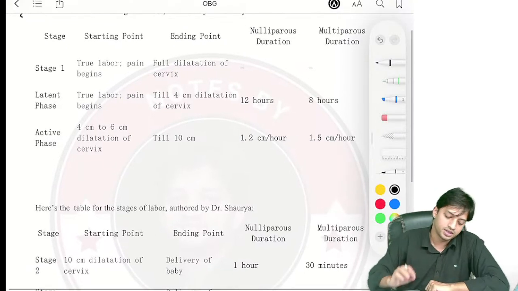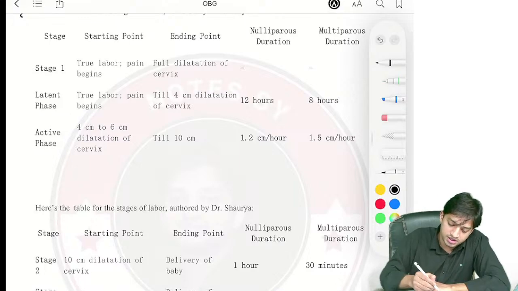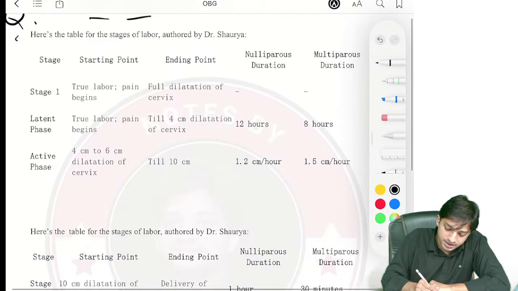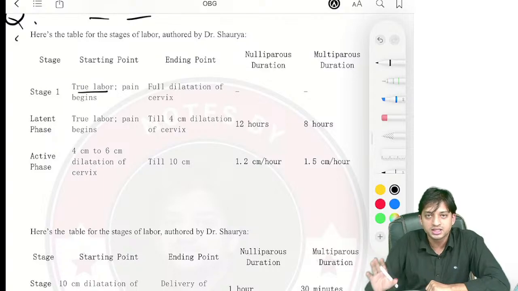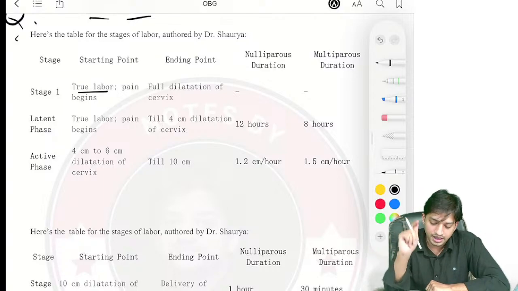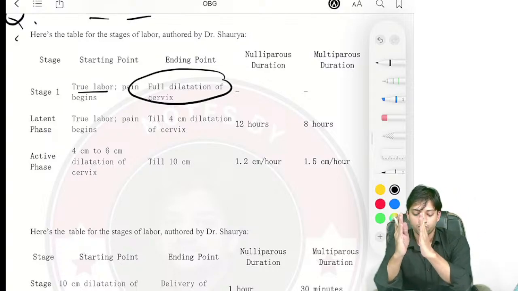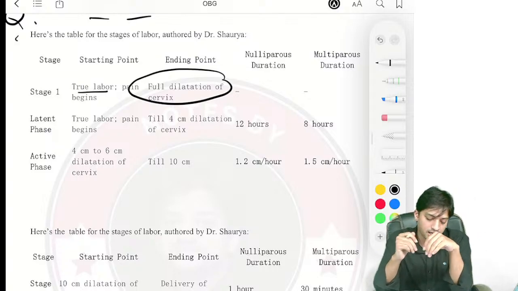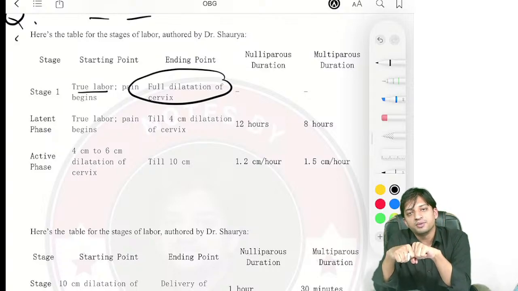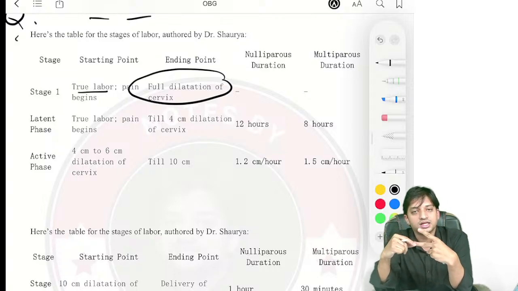Be very attentive. In the stage 1, what do you see? See, in the starting point, true labor pain begins. That is the starting point for stage 1, right? When do you call ending of the stage 1 of the labor? When there is full dilatation of the cervix, right? Now, see, stage 1 of the labor has two phases. One is the latent phase, other is the active phase.